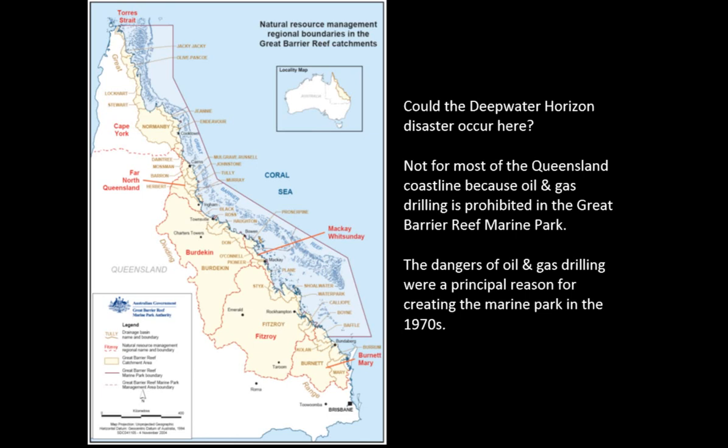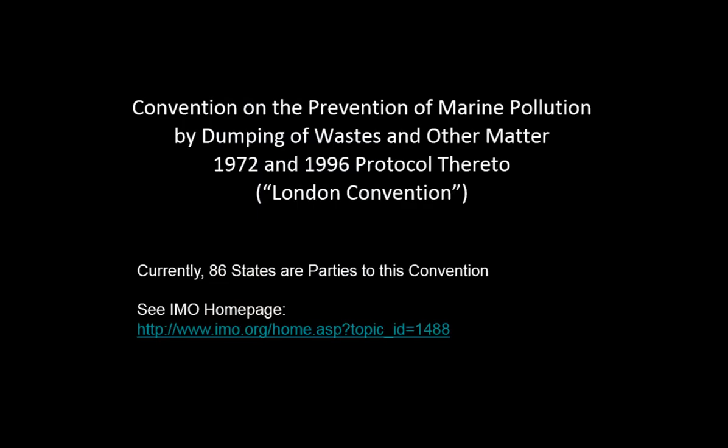It actually wasn't intended for climate change, but we prohibited oil and gas and mining along this entire stretch of the Queensland coastline. So virtually in the whole of Queensland, you can't even explore for oil and gas. There's no development of oil and gas along the Queensland coastline. That was a major achievement for the time. So the Deepwater Horizon is very unlikely to occur in Queensland.